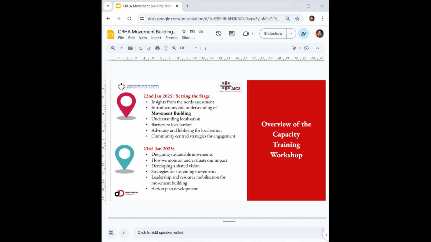And then leadership. What is our leadership angle looking like? What are the aspects that we need to consider for our leadership and resource mobilization? And how do these contribute to our movement building efforts?